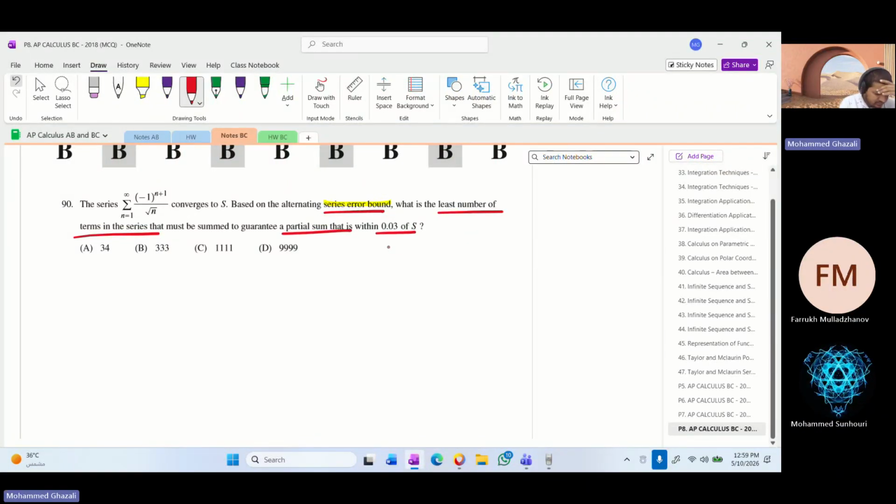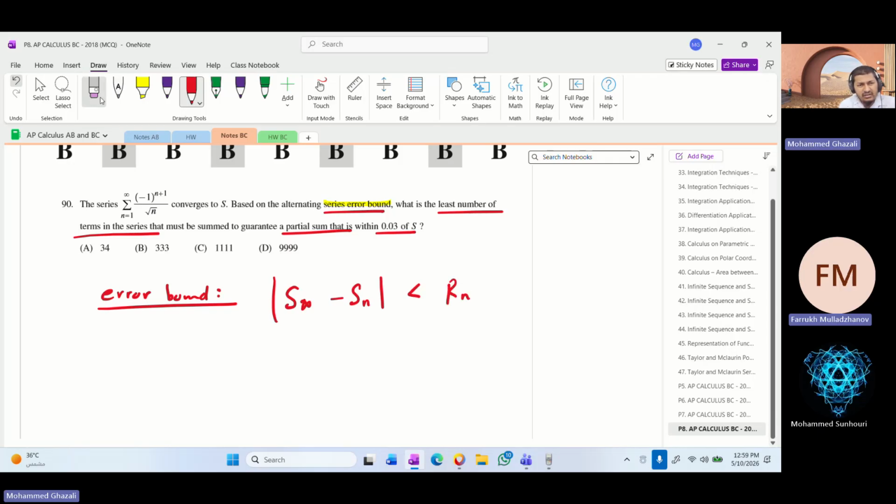How are we going to solve this? So what's the error bound? The error bound is basically the total sum, S infinity, minus Sn, is less than or equal to Rn. Or what did we use? Is less than a n plus 1, the terms that we left out.